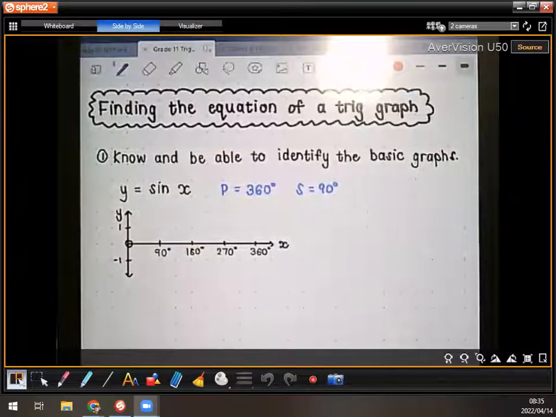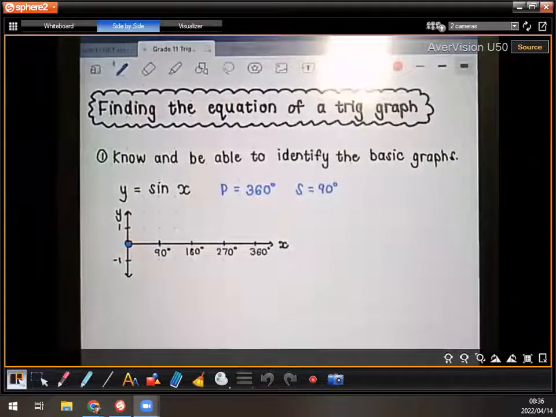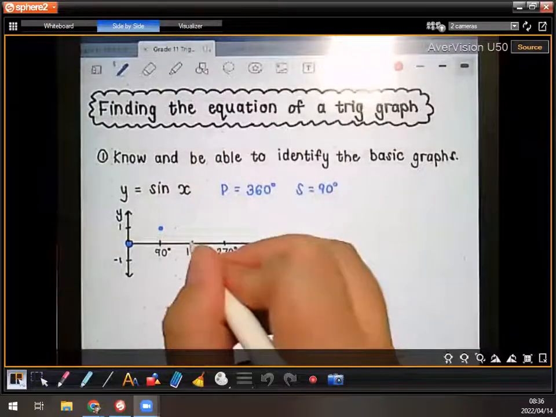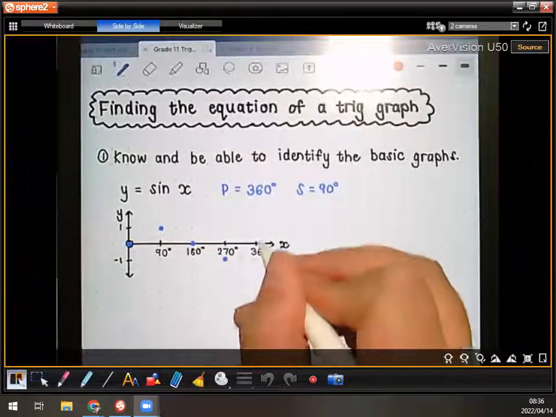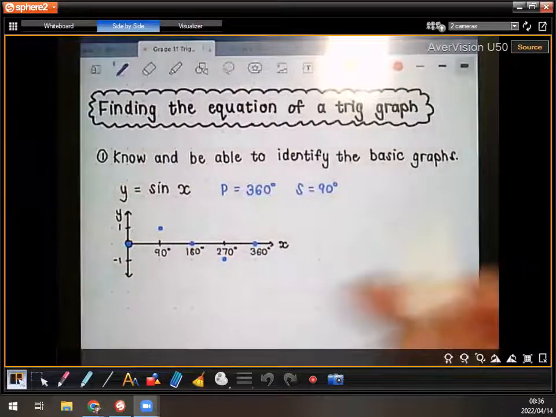Okay, and now, guys, we don't want to use the table for this. That's going to waste time. Just remember that a sine graph, and we have discussed it already today, starts at 0, 0 at the origin. Then it goes up to 1, back to 0, down to -1, and back to 0. That is the shape of the basic sine graph.